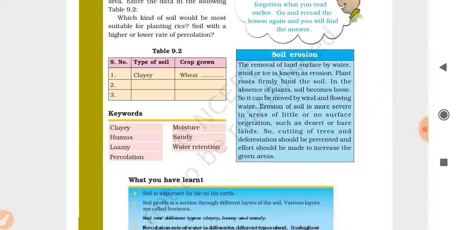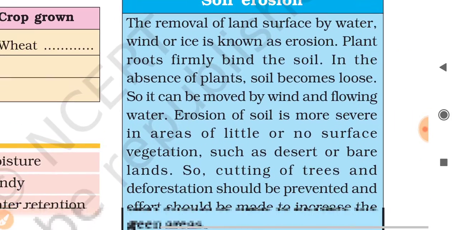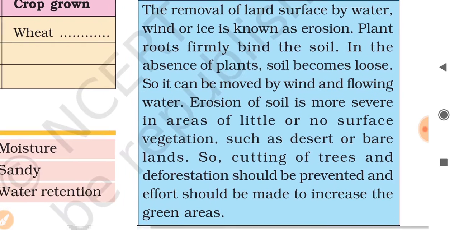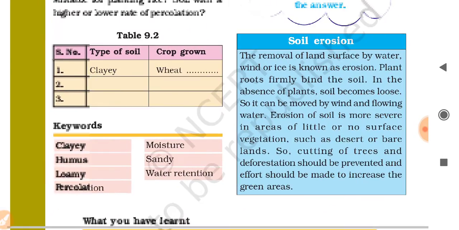One thing is that soil erosion is also given here. The removal of land surfaces by water, wind or ice is known as erosion. Plant roots firmly bind the soil. In the absence of plants, soil becomes loose, so it can be moved by wind and flowing water. Erosion of soil is more severe in areas of little or no surface vegetation, such as deserts or bare lands. So, cutting of trees and deforestation should be prevented, and efforts should be made to increase the green area.